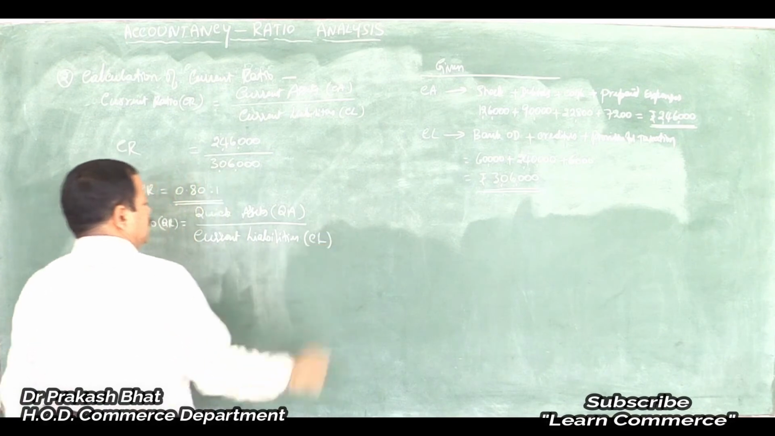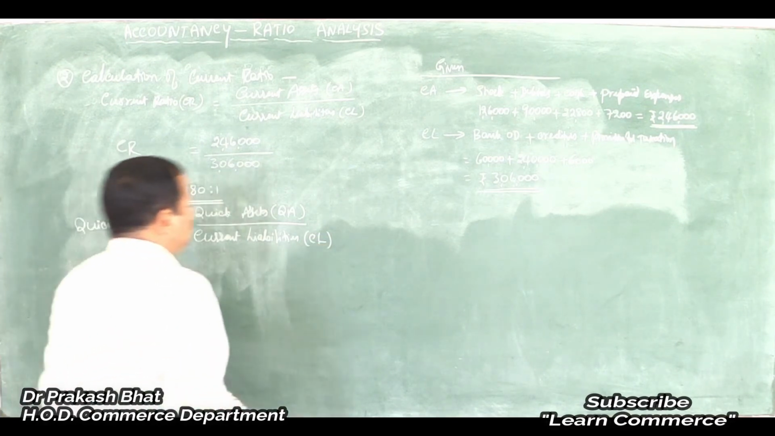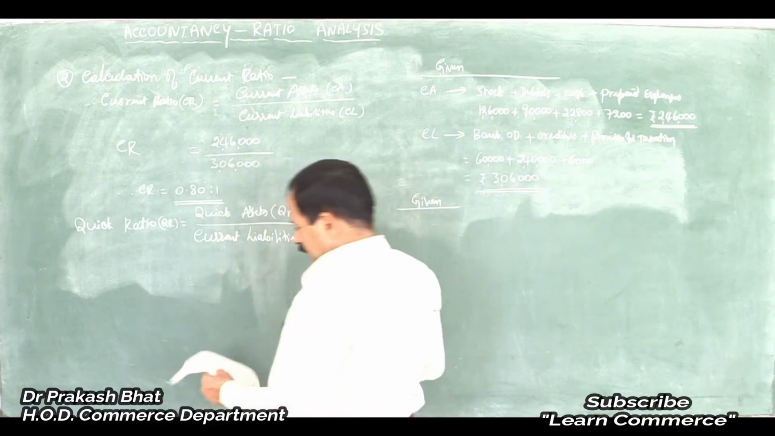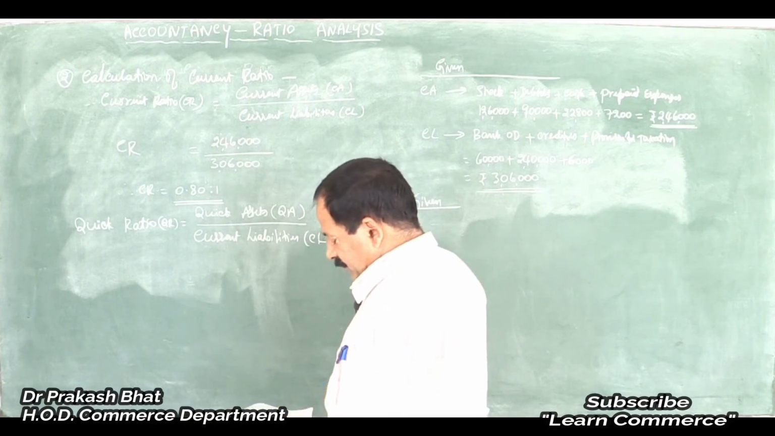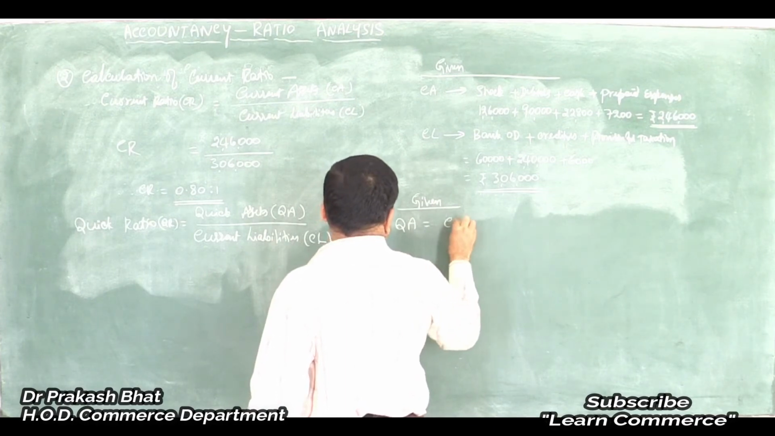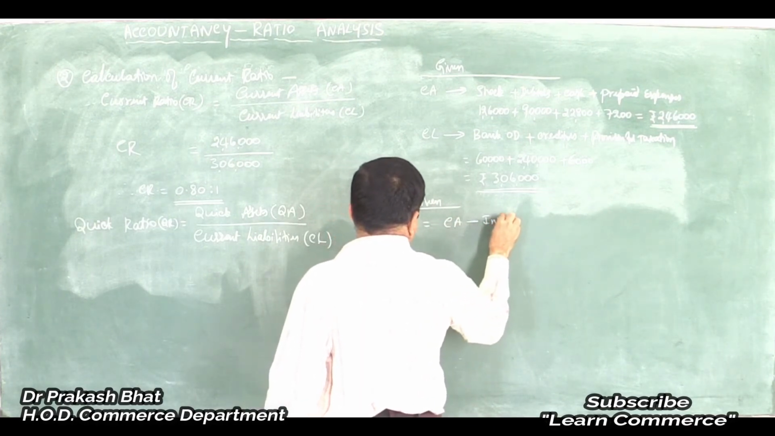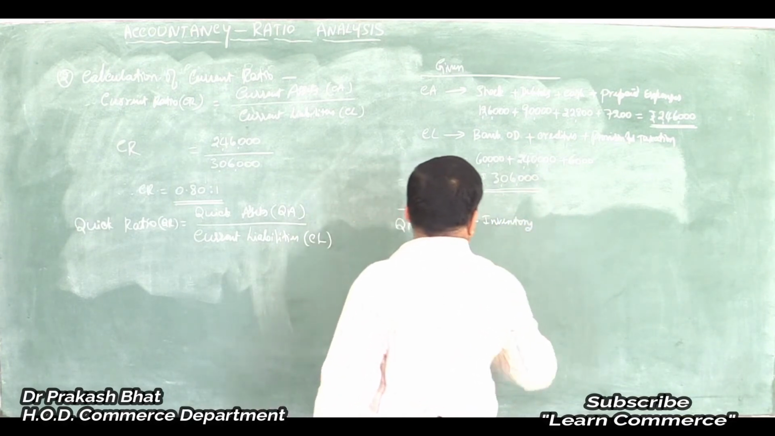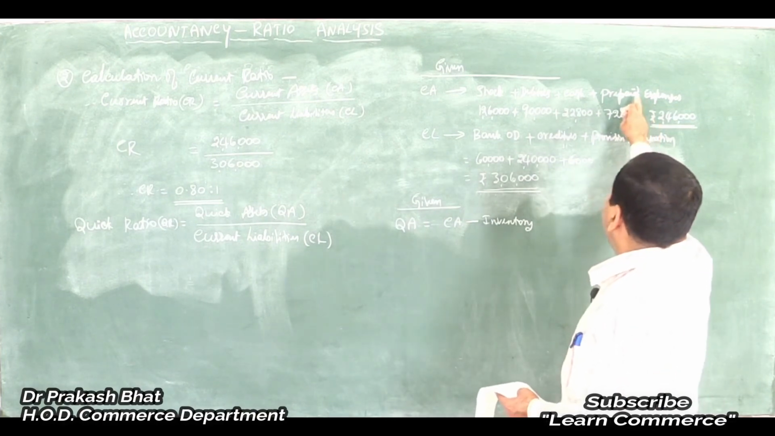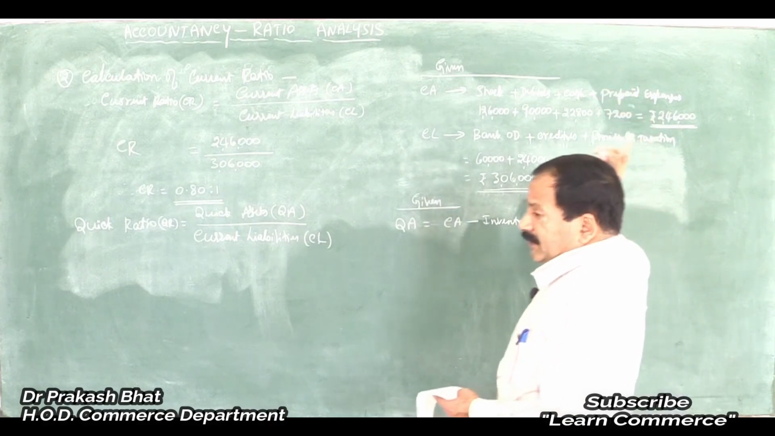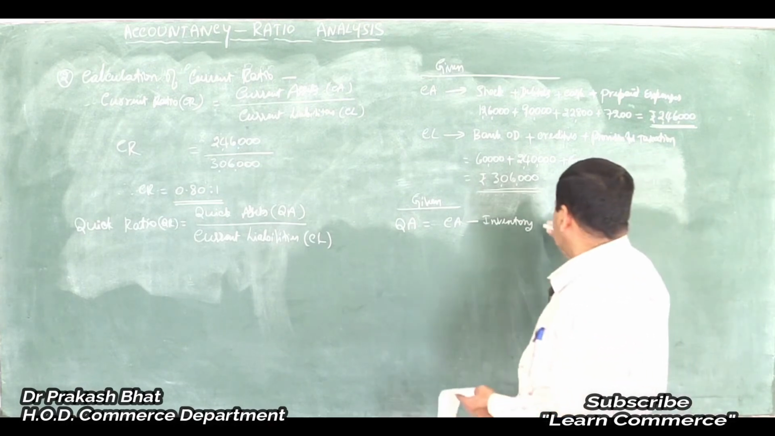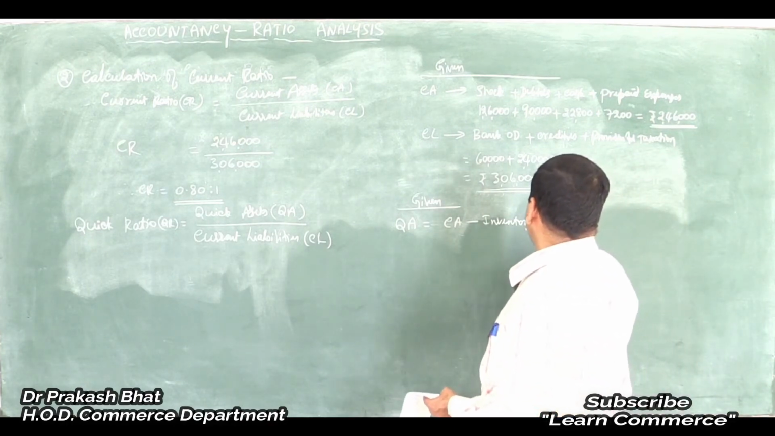Current liabilities, CL, is equal to, now what is given here? Do the calculations. Quick assets is equal to current assets minus inventory. Am I correct? Inventory means stock, minus anything else. Prepaid expenses is not a quick asset. It is also not a quick asset because expenses are already paid, cannot be recovered very easily, isn't it? So minus prepaid expenses.